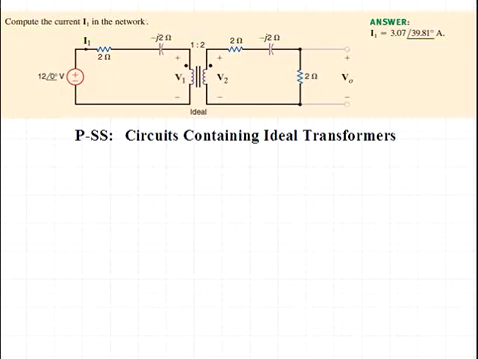This is Learning Assessment Problem 10.9. The problem-solving strategy here is working with circuits containing ideal transformers. Before we begin the solution, let's make some notes on the circuit here.